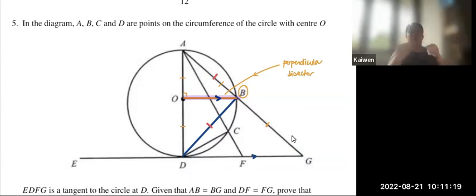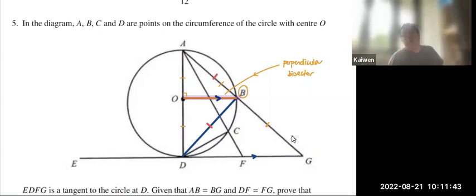If you're not convinced, let me explain this to you. This is a perpendicular bisector because of two simple reasons. Number one, a perpendicular bisector will be perpendicular to the line that you're cutting, obviously. And number two, perpendicular bisectors always cut at the midpoint of any line. And O is the midpoint. So OB is a perpendicular bisector.